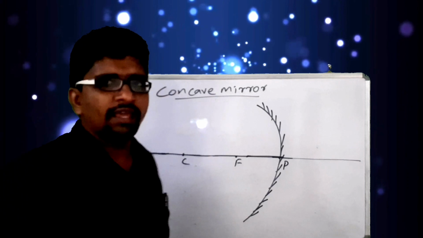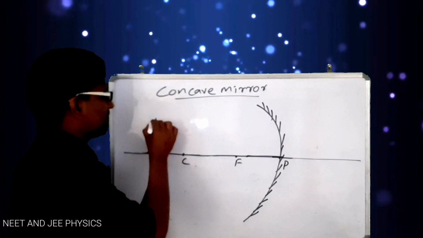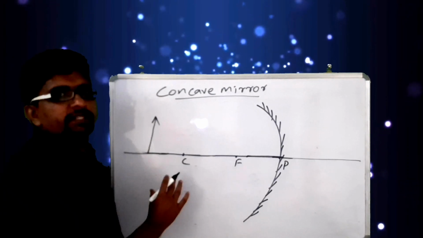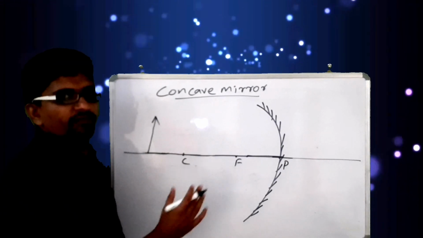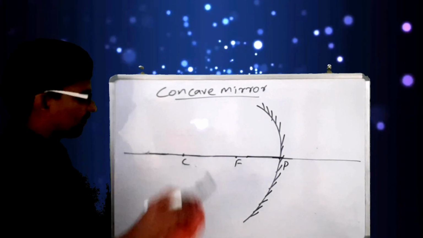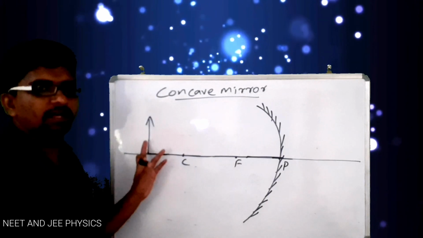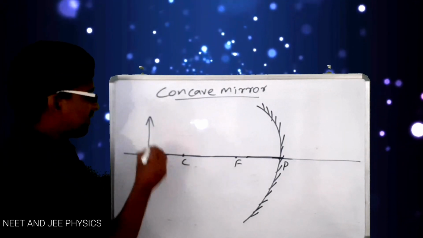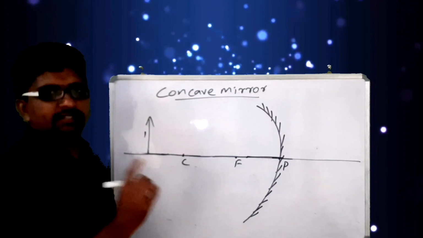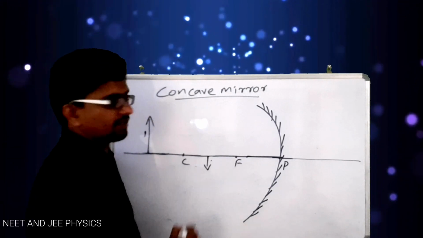So here I am explaining each position of image and object briefly. Suppose this is the first position of the object, beyond C. If you place the object here, that is represented by 1, that's our first object. Here we will get the first image.